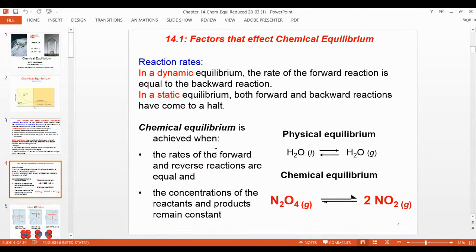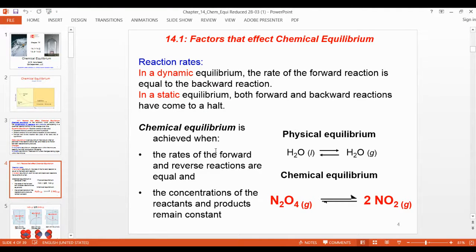And the factors that affect the equilibrium: reaction rate, as I explained in dynamic and static. Now, there are two types of equilibria: chemical equilibria or physical equilibria. Physical equilibria are those in which all physical change occurs. In physical change, there is no change of the composition, only the condition changes, whether solid or liquid or gas, right?